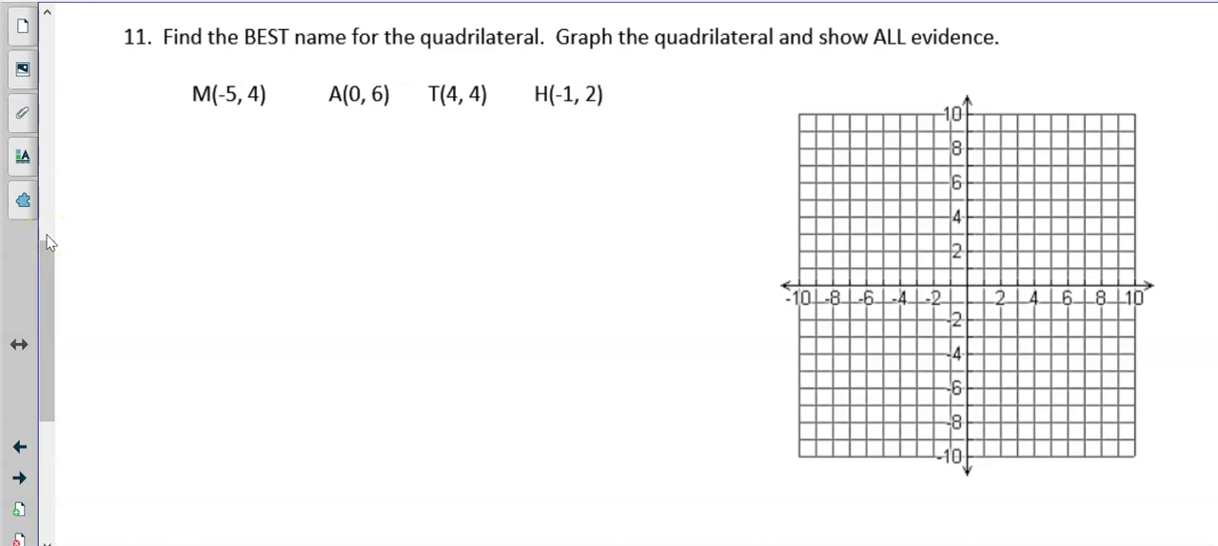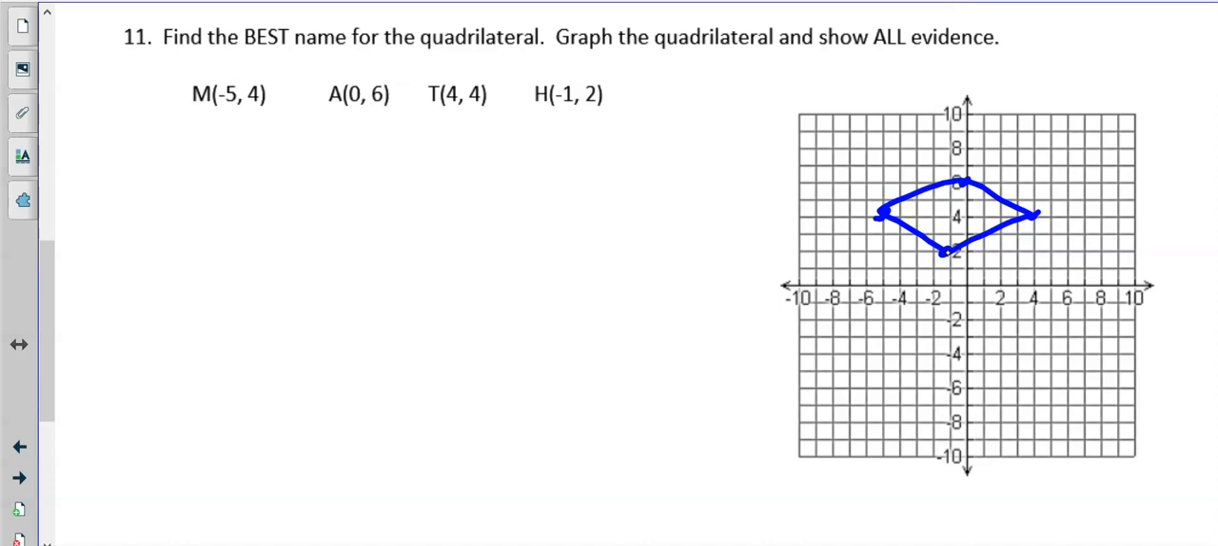All right, fun continues. Number 11, find the best name for this quadrilateral. Negative 5, 4. So left 5, up 4. 0, 6, just straight up 6. 4, 4, right 4 and up 4. And negative 1, positive 2. Whoops, that is the wrong spot. That's 1, 2. I need negative 1, positive 2. Okay.